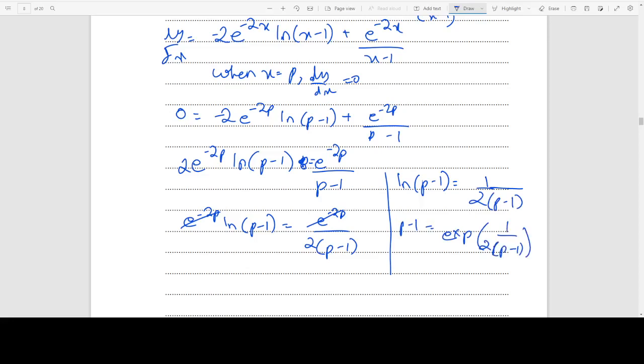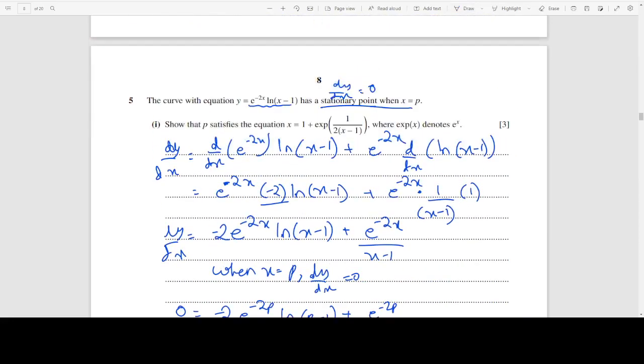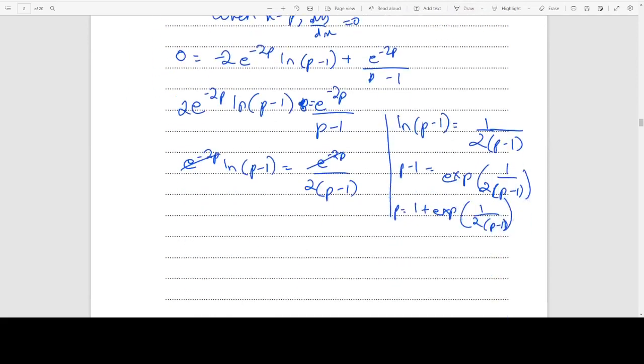So p equals 1 plus exp of 1 over 2 into p minus 1. Let me just check. Yup, it's exactly how it's supposed to be. Correct? Yeah.